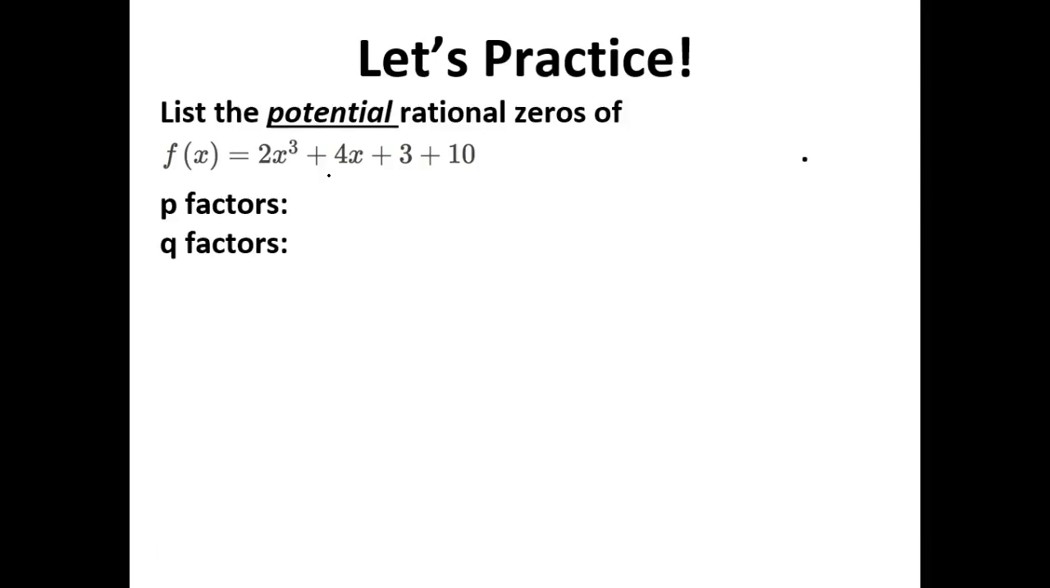Well, how does that actually work? When we look at something like 2x to the third plus 4x plus 3, and we want to list potential rational zeros. Now, not all of these are going to be zeros, but if there is a rational zero, it's going to be able to be found in here.